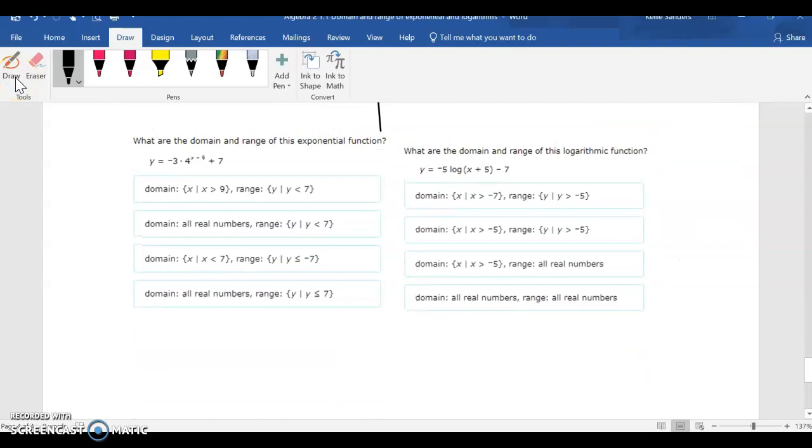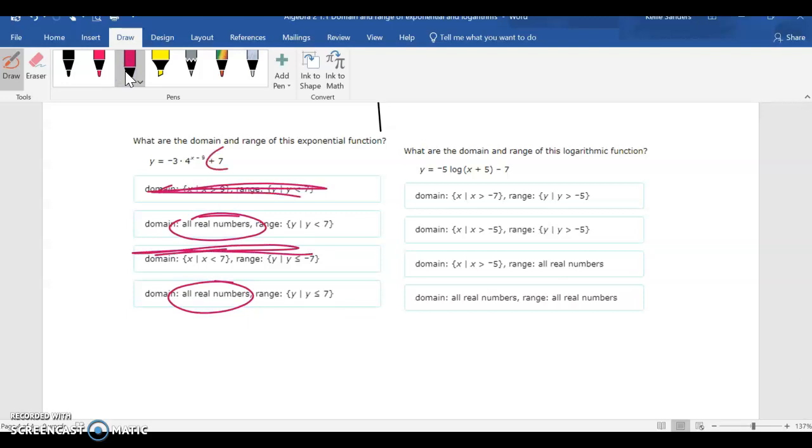Okay. Two more. Exponential, so domain, all real numbers and all real numbers. And 7. So both of these are 7s. This one has an equal sign with it, so I know it can't be that. But why is it going to be less than 7? Because this is a negative right here. So that makes it less than.